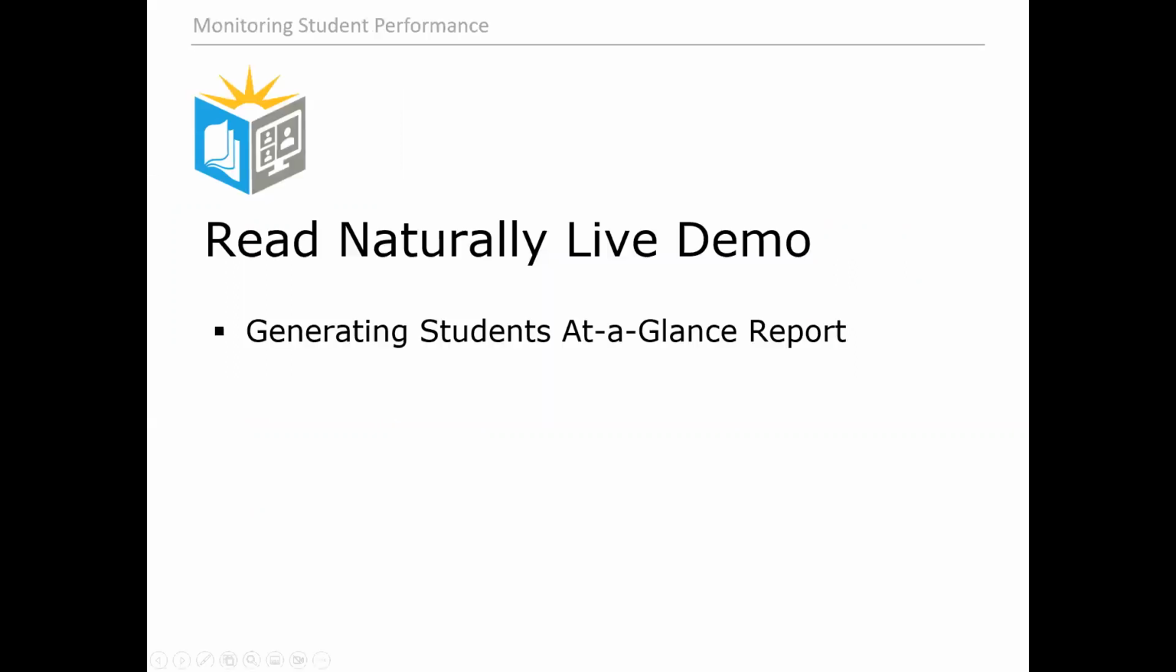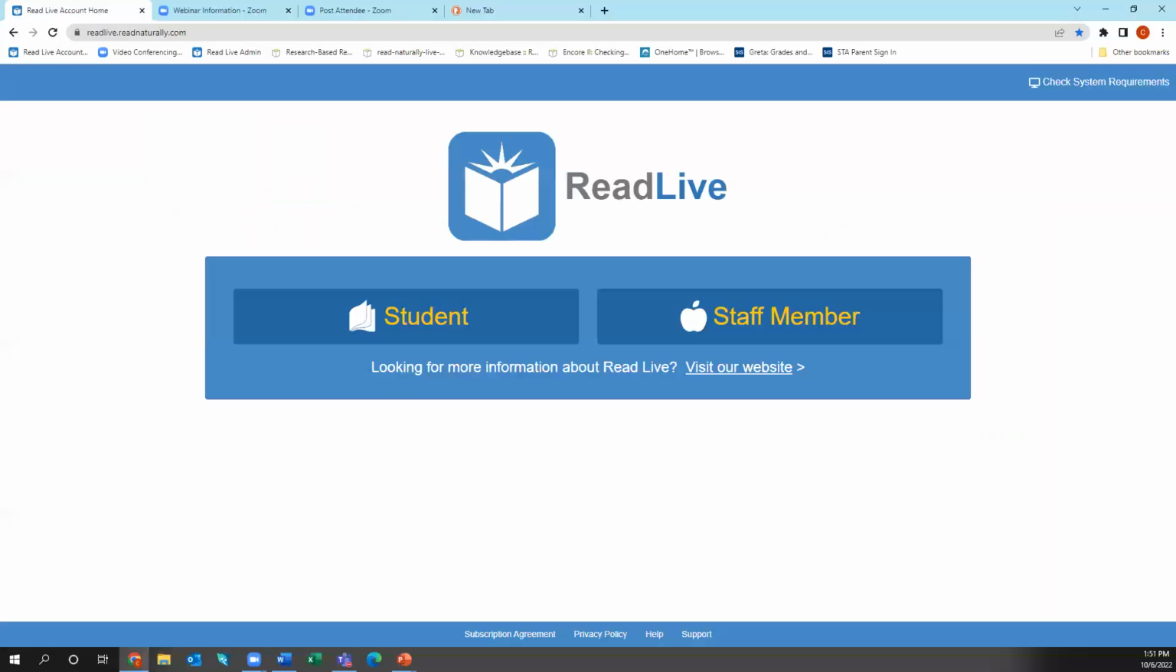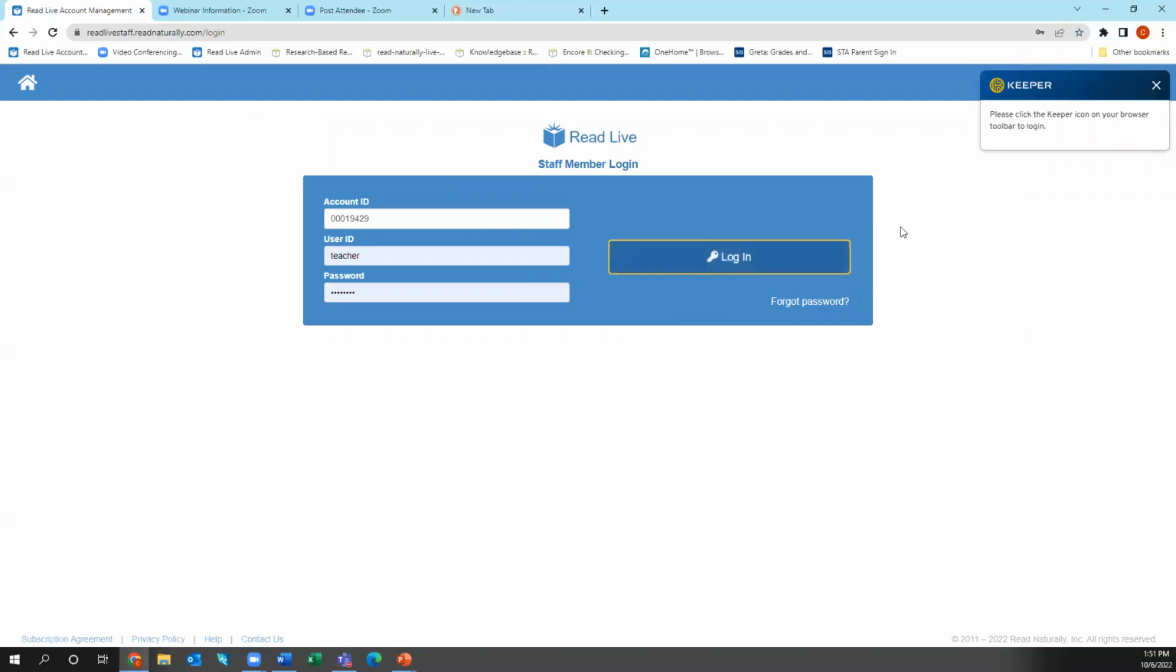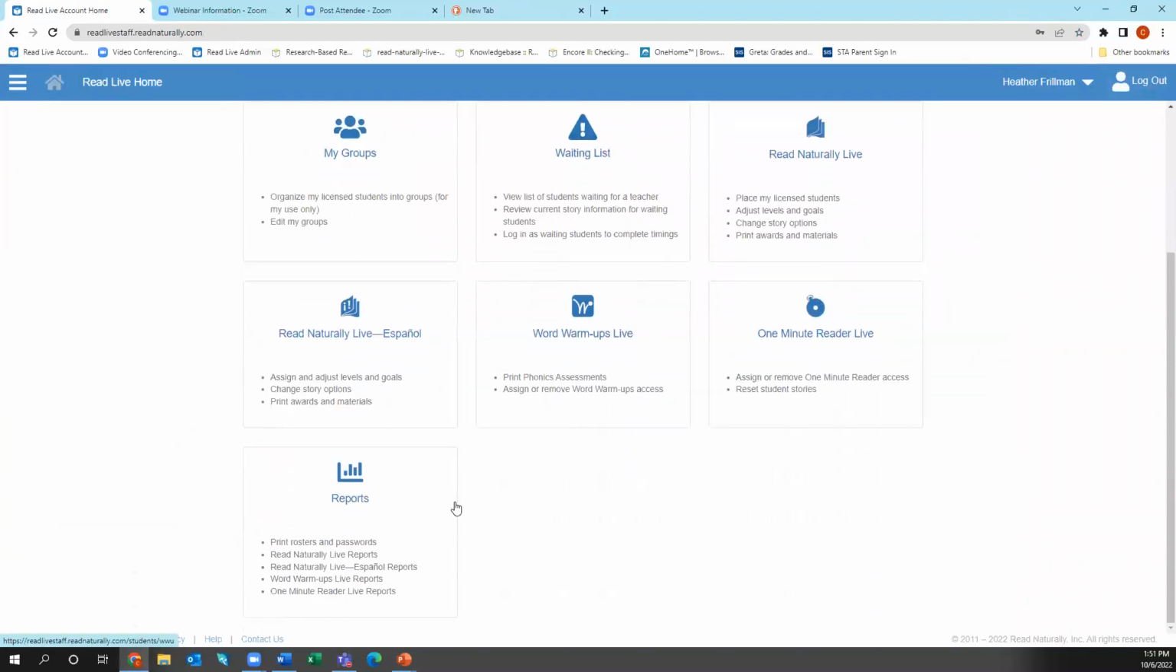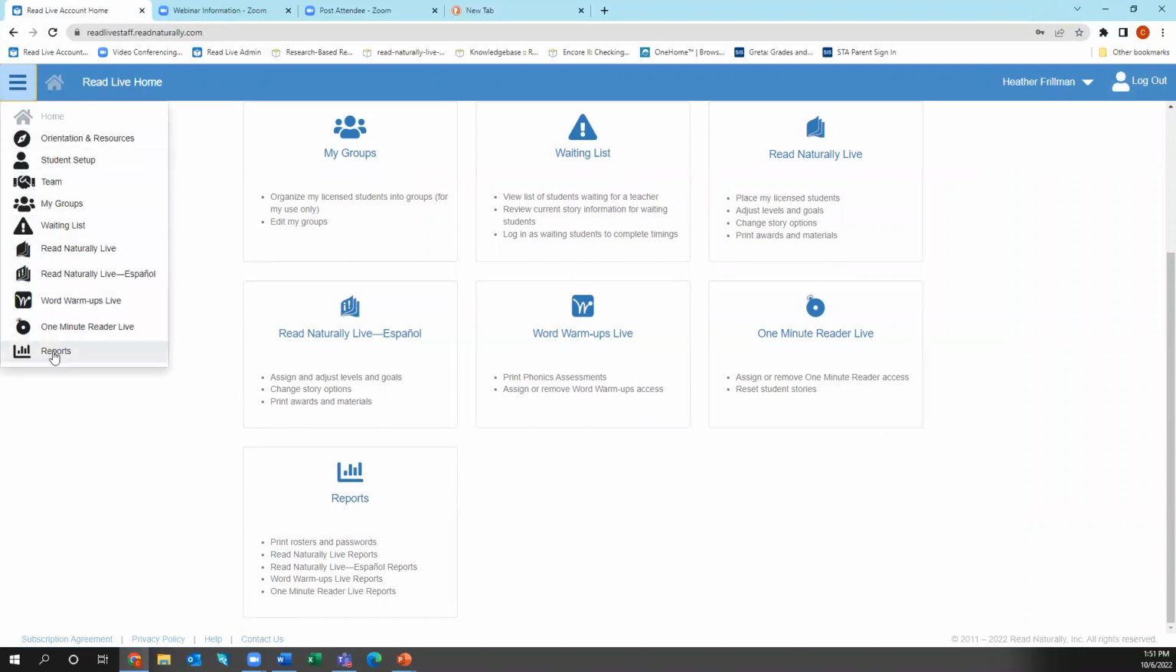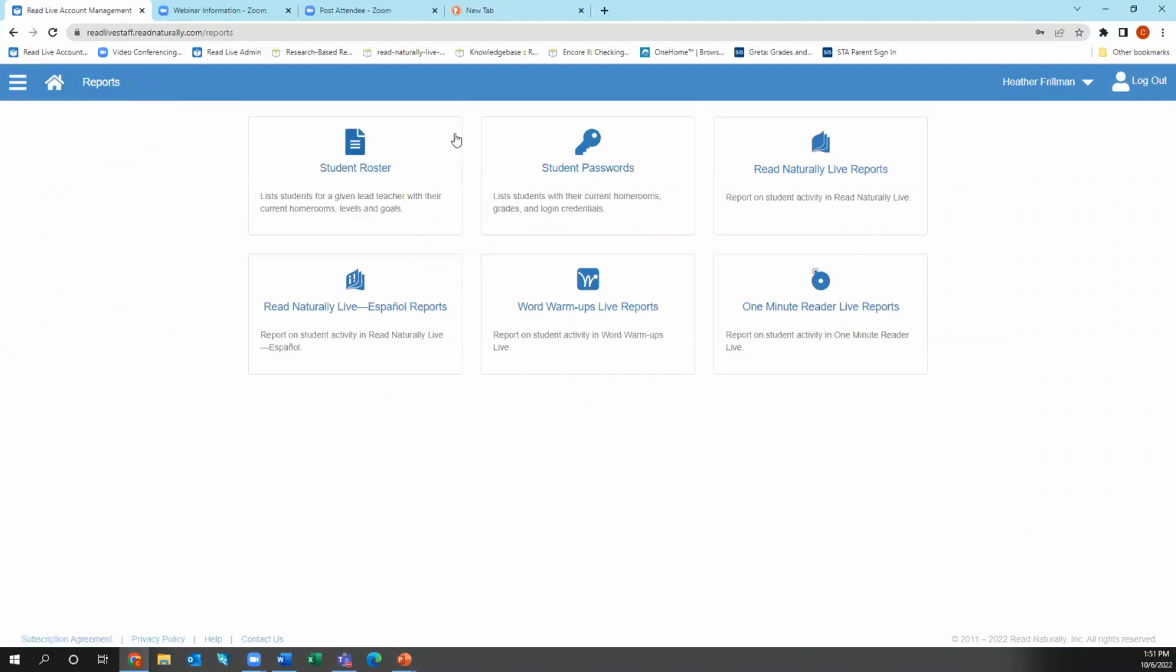So I'm going to quickly show you how you can run this report from within your Read Live account. So I'm going to go ahead and log in as a teacher into my Read Live account. If I go to my home page, I can locate the reports tile at the very bottom of my list. It's also in my drop-down menu, the very last item. The first couple rectangles are really administrative reports, right? Your roster, password, that sort of thing.